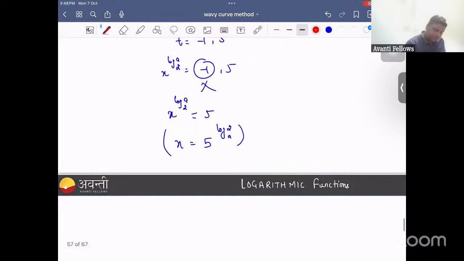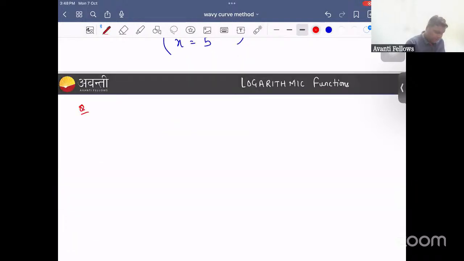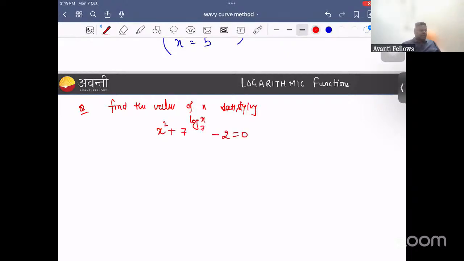Now, next question. Find the value of x satisfying x square plus 7 to the power log x base 7 minus 2 equal to 0. Give it a try quickly.